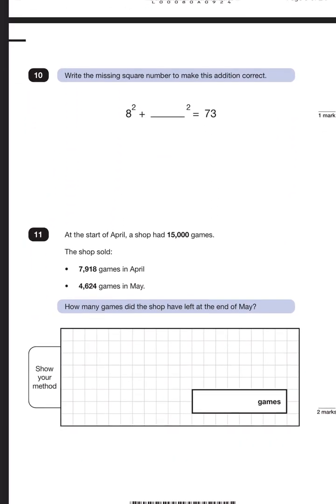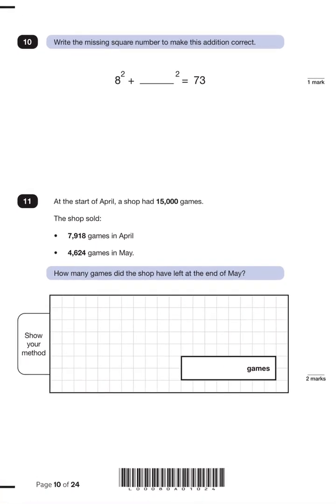Number 10. Write the missing square number to make this addition correct. 8 squared, which is 64, plus something squared equals 73. So to get to 73 from 64, I need to add 9, but it's asking us for a number squared, so I need the square root of 9, which is 3. So 3 is my answer.